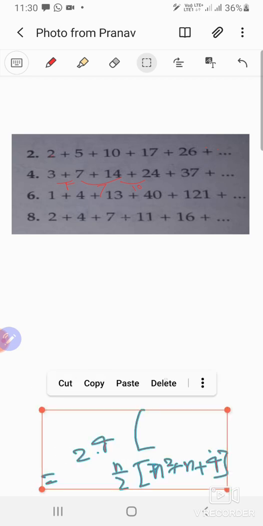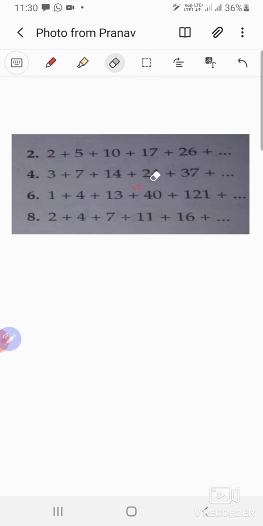Let's move to the next question, which is 1 plus 4 plus 13 plus 40. Oh, okay. So here you got the difference of 3, then you got a difference of 9, then a difference of 27. Oh, then you got a difference of 81. So these are actually powers of 3. Alright.